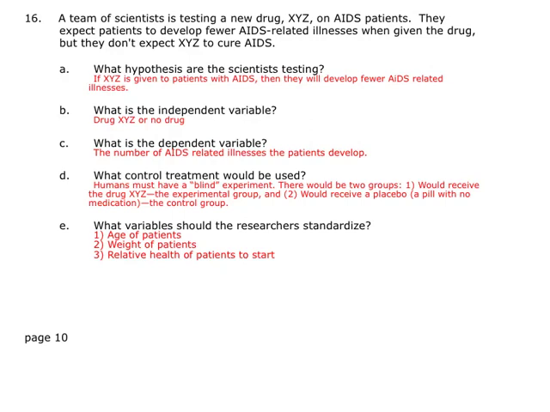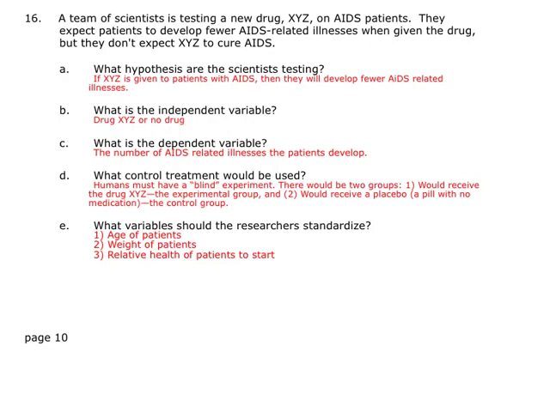All right, so a team of scientists is testing a new drug, XYZ, on AIDS patients. They expect patients to develop fewer AIDS-related illnesses when given the drug, but they don't expect XYZ to cure AIDS. Okay, so it's a drug. It's hopefully going to help people with AIDS, but it's not going to fix it. What hypothesis are the scientists testing?